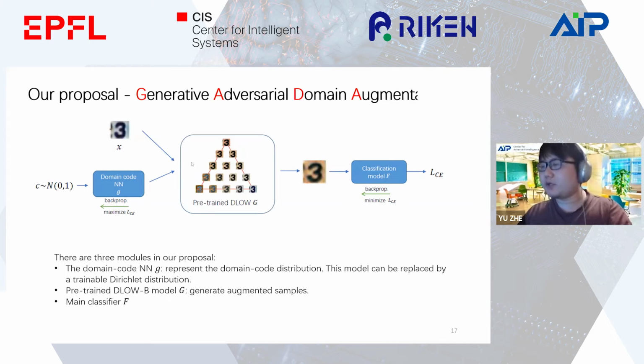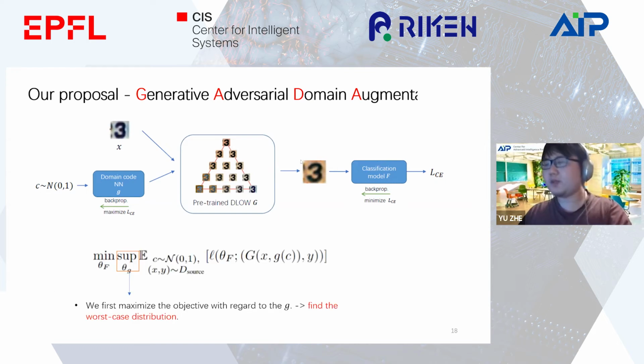So there are three modules in our proposal. The first is the domain code NN, small g. This part is used to represent the domain code distributions, and this module can also be replaced by a trainable dedicated distribution. The second is a trainable pre-trained deep learning model. And the third is the main classifier F. We will use F to do the classification task. And our main objective function is shown in the following.